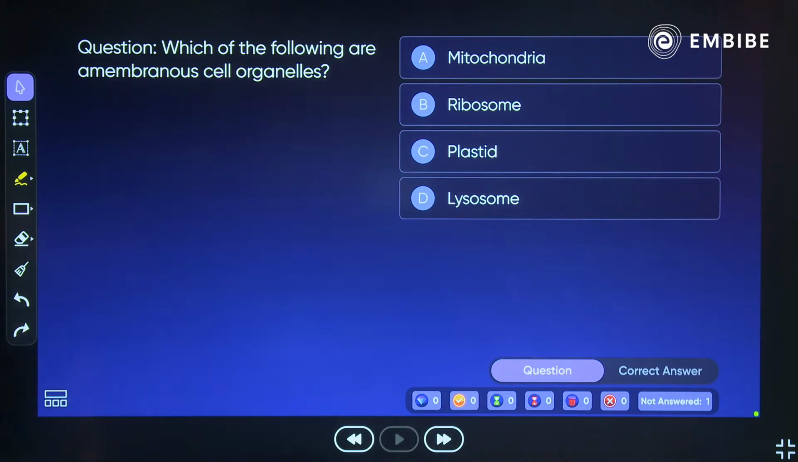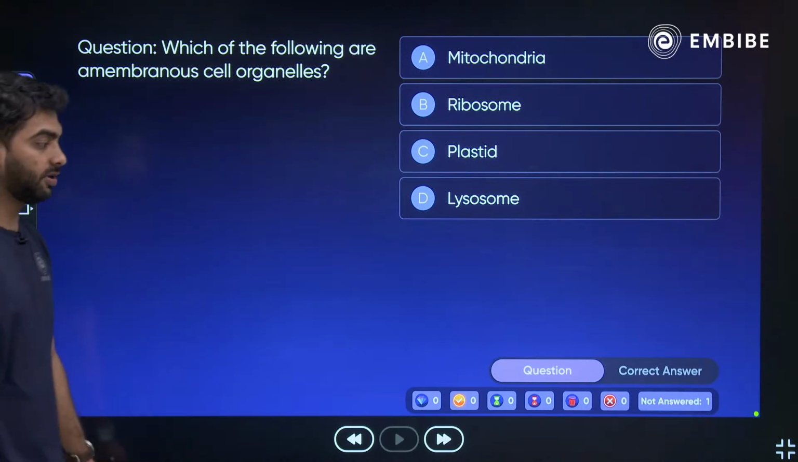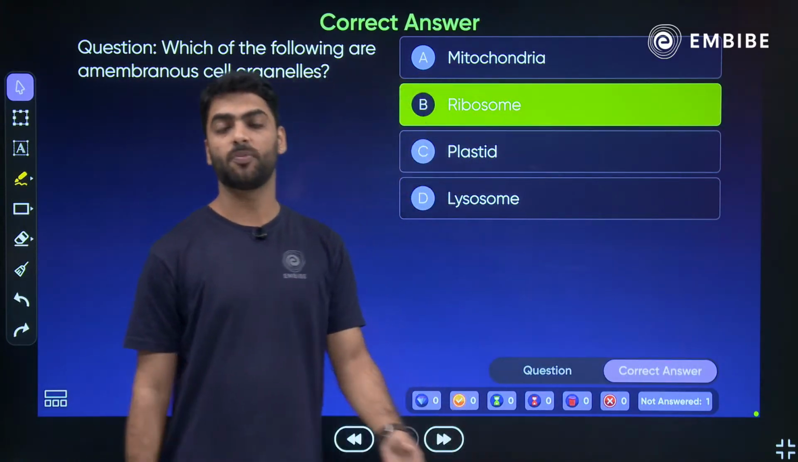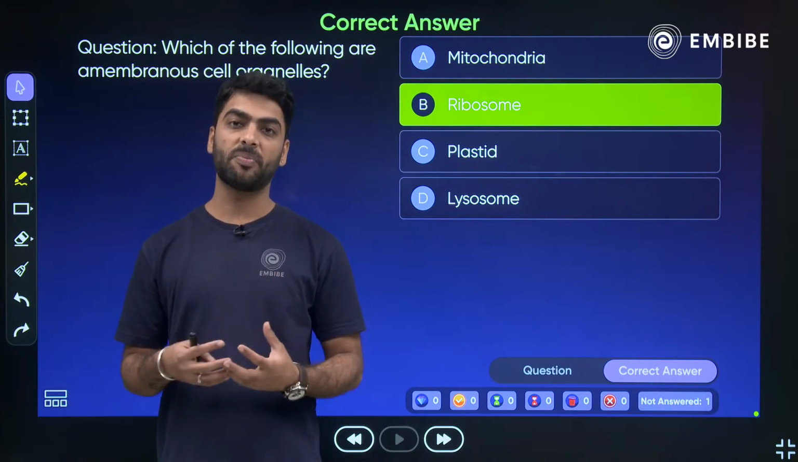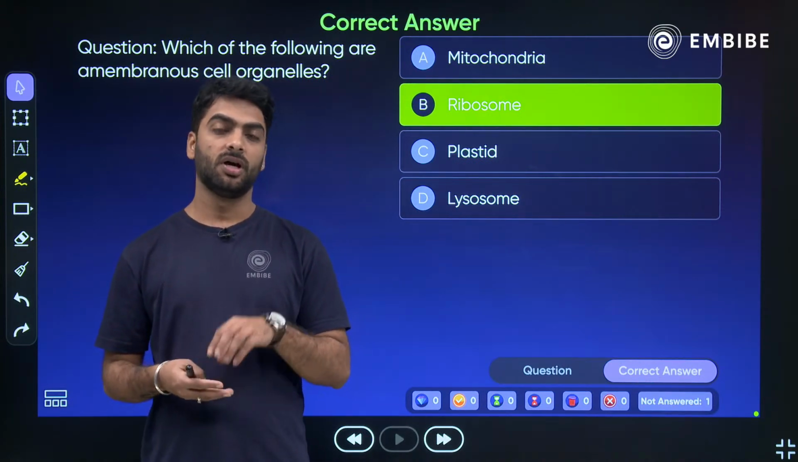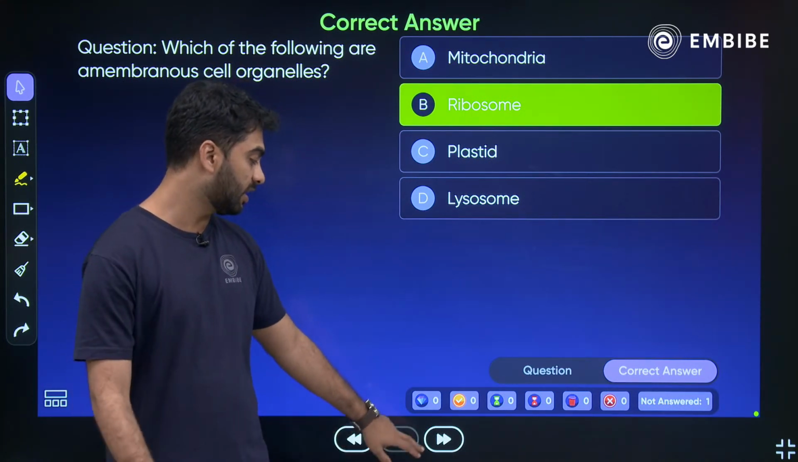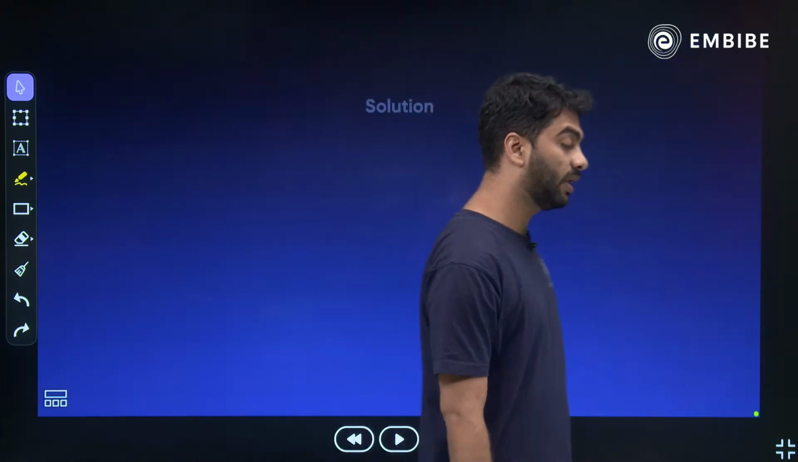Fifteen seconds are up. Five, 4, 3, 2 and 1. The correct answer will be ribosomes. Ribosomes don't have a membrane because they are either attached to the endoplasmic reticulum, forming the rough endoplasmic reticulum, or they are freely moving in the cytoplasm, and they are meant for protein synthesis.